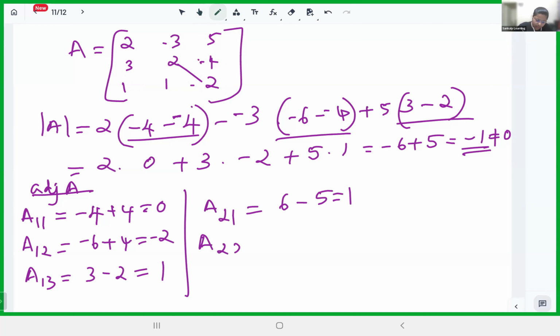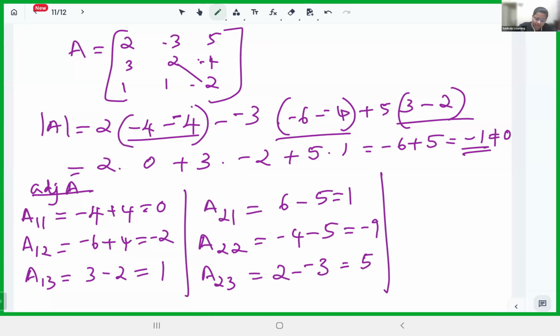What is A22? A22 means you have to delete the second row and second column. So 2 into minus 2 is minus 4. Then minus 5 into 1 is 5. So that is equal to minus 9. Now, what about A23? A23 is equal to, you have to delete the second row and third column. So, 2 minus 3, 1, 1 is pending. So, 2 into 1 is 2, minus 3 into 1 is minus 3. So, 2 plus 3 is 5.